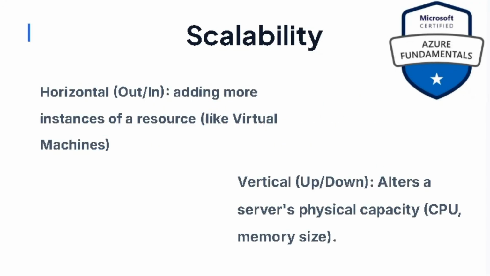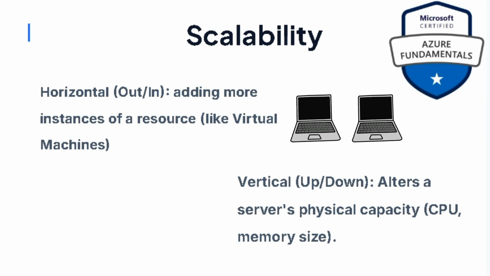I want you to know that for your AZ-900 certification, there are two types of scalability that you're going to encounter. There's the horizontal, also known as out and in. Horizontal scalability means adding more instances of a resource. For example, we have a virtual machine that is running at full capacity. We're going to add 2 virtual machines. So instead of having 1, we're going to have 2 virtual machines to make that horizontal scalability. So horizontal means adding next to it.